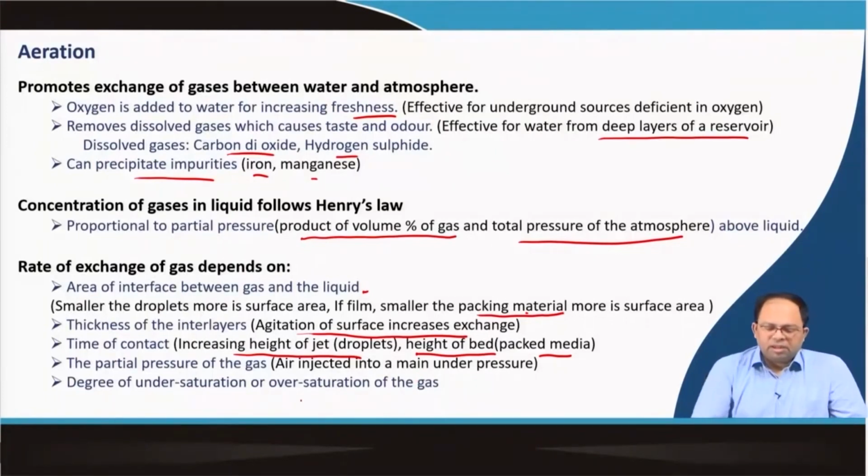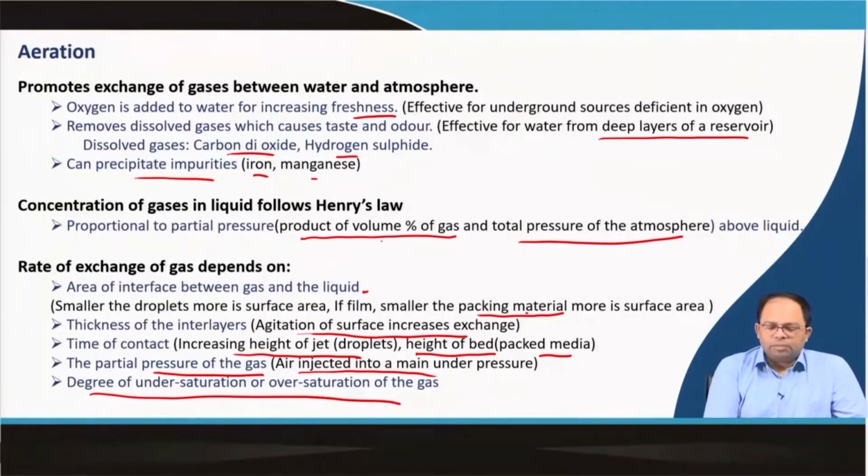Then the partial pressure of the gas, that is, air injected into a main under pressure. The more the pressure, the more the exchange. And then the degree of undersaturation or oversaturation of the gas, that means the existing percentage of gas in the liquid, also determines the rate of aeration. As you can see, the percentage volume of gas as well as the total pressure both play a role in determining the exchange of gas.